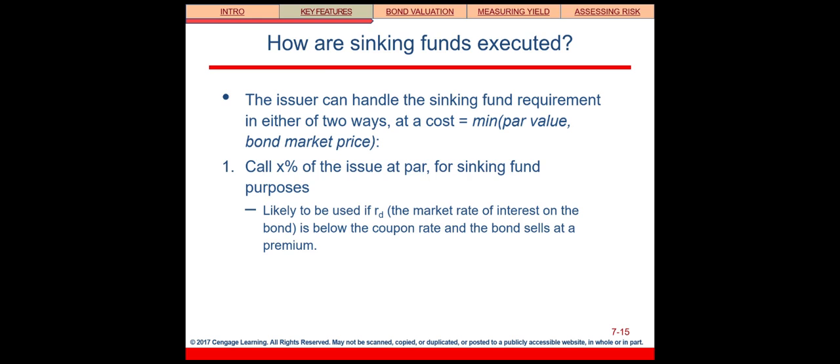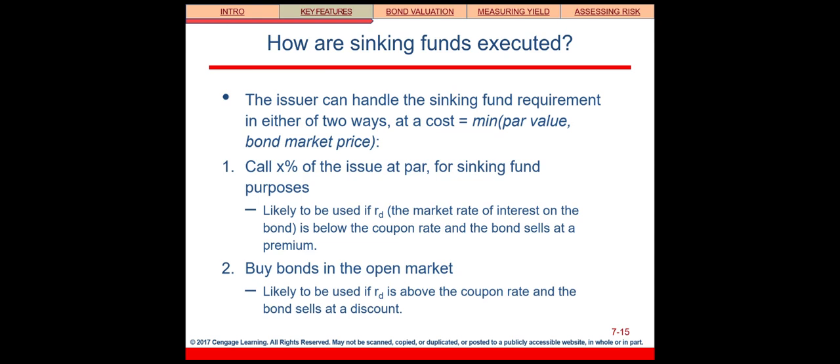So in this case, the company should call a certain amount of the bond each time for sinking fund purposes. And the second one is to buy bonds in the open market. This is likely to be used if the market interest rate is above the coupon interest rate and the bond is selling at a discount. Therefore, the market price is lower than the par value, so they will pay a relatively lower price for it, right?